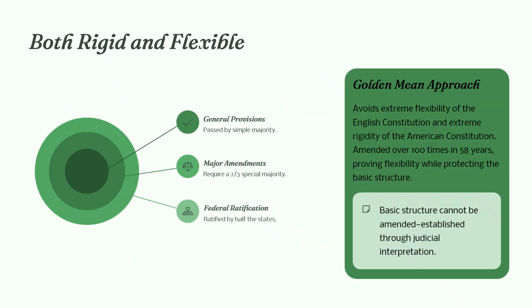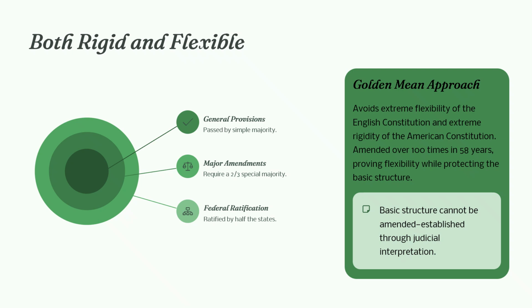Another feature, both rigid and flexible. The Indian constitution is partly rigid and partly flexible. The procedure laid down by the constitution for its amendment is neither very easy nor very rigid. The Constitution of India strikes a golden mean, thereby avoiding the extreme flexibility of the English Constitution and the extreme rigidity of the American Constitution.